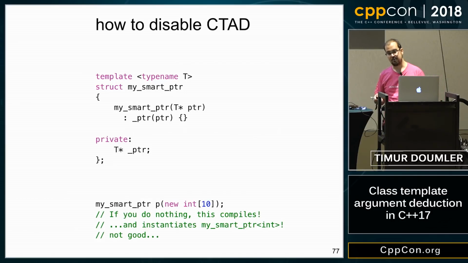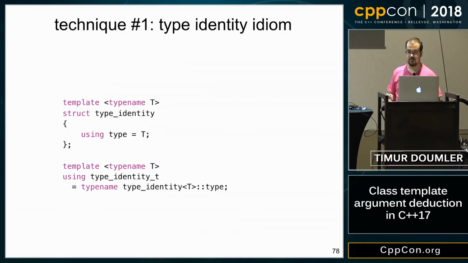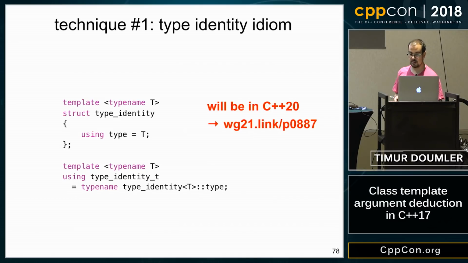How do you make sure it does not compile? There are several techniques for it. One technique, I don't think it has an official name, but I call it the type identity idiom. So you can use this little type wrapper. You're going to get this in C++20. It was actually surprisingly hard to get this really small, simple thing into the standard. So if you're interested in the backstory, you can read the paper.